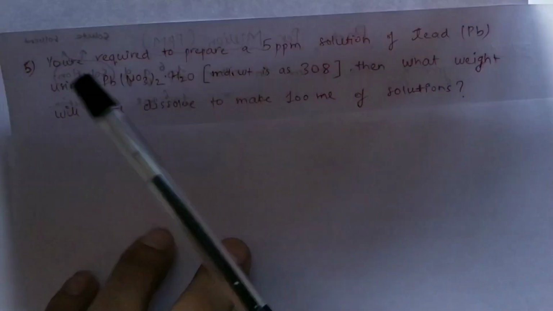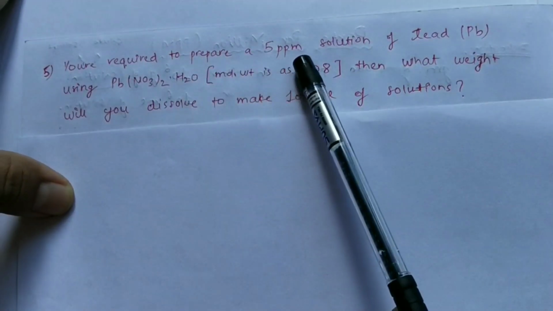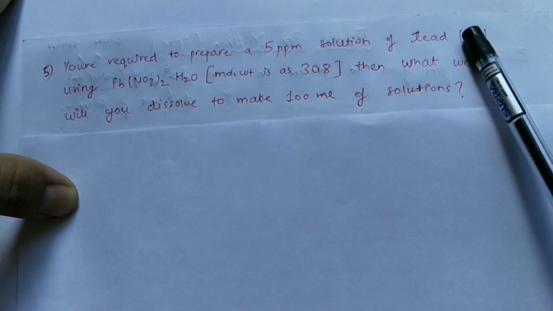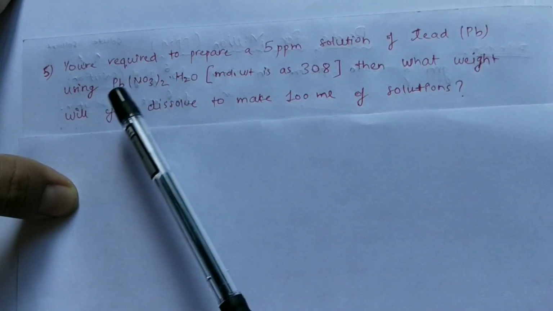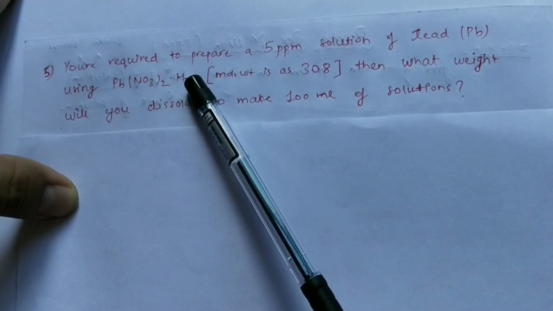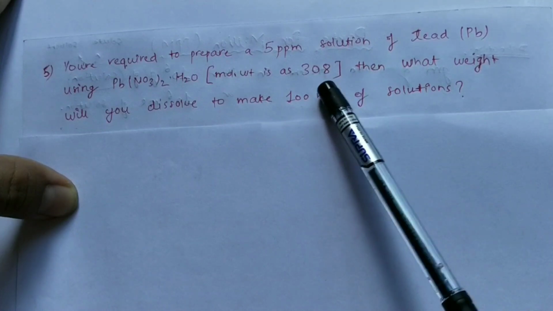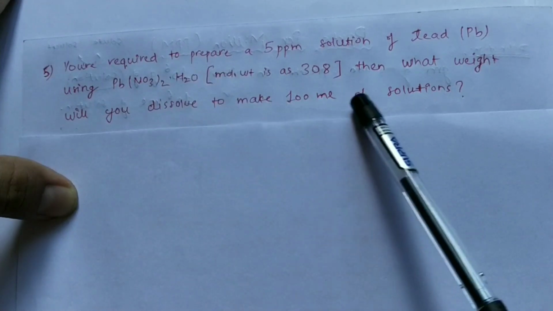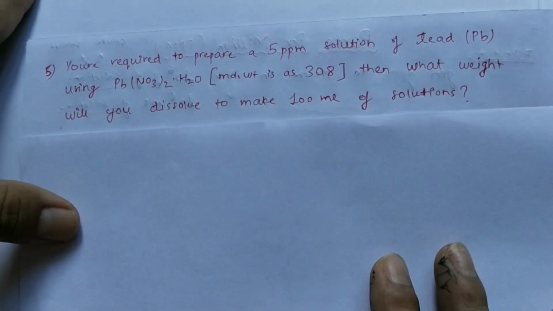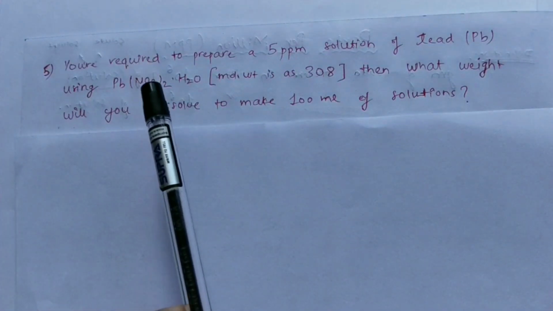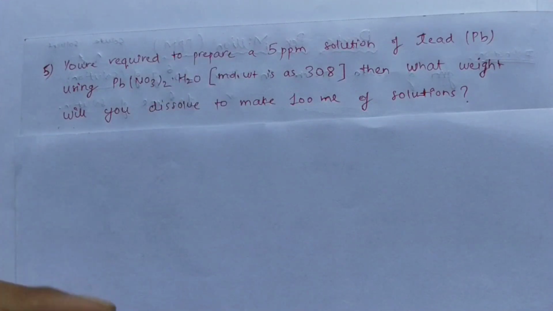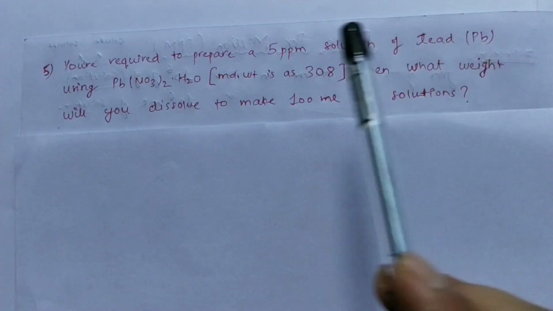See, the other question is also easy. You are required to prepare a 5 parts per million solution of lead, Pb, by using the powder Pb(NO3)2.H2O, whose molecular weight is 308. At what weight will you dissolve Pb(NO3)2.H2O to make the 100 ml solution? This means the same question as the previous one. How many gram of Pb(NO3)2.H2O must be dissolved in water and diluted to 100 ml in such a way that the final volume has a lead concentration of 5 parts per million.